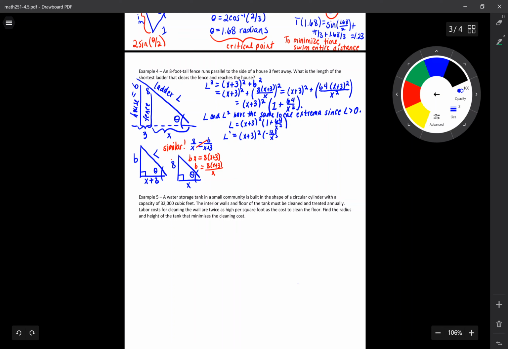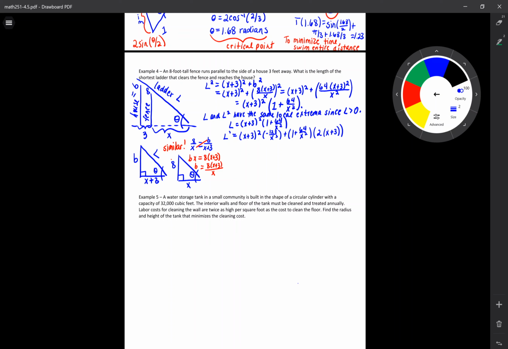Plus the second, 1 plus 64 over x squared, times the derivative of the first, which is 2 times x plus 3. All right, and I'm trying to set this equal to 0, so I want to simplify this as much as I can.